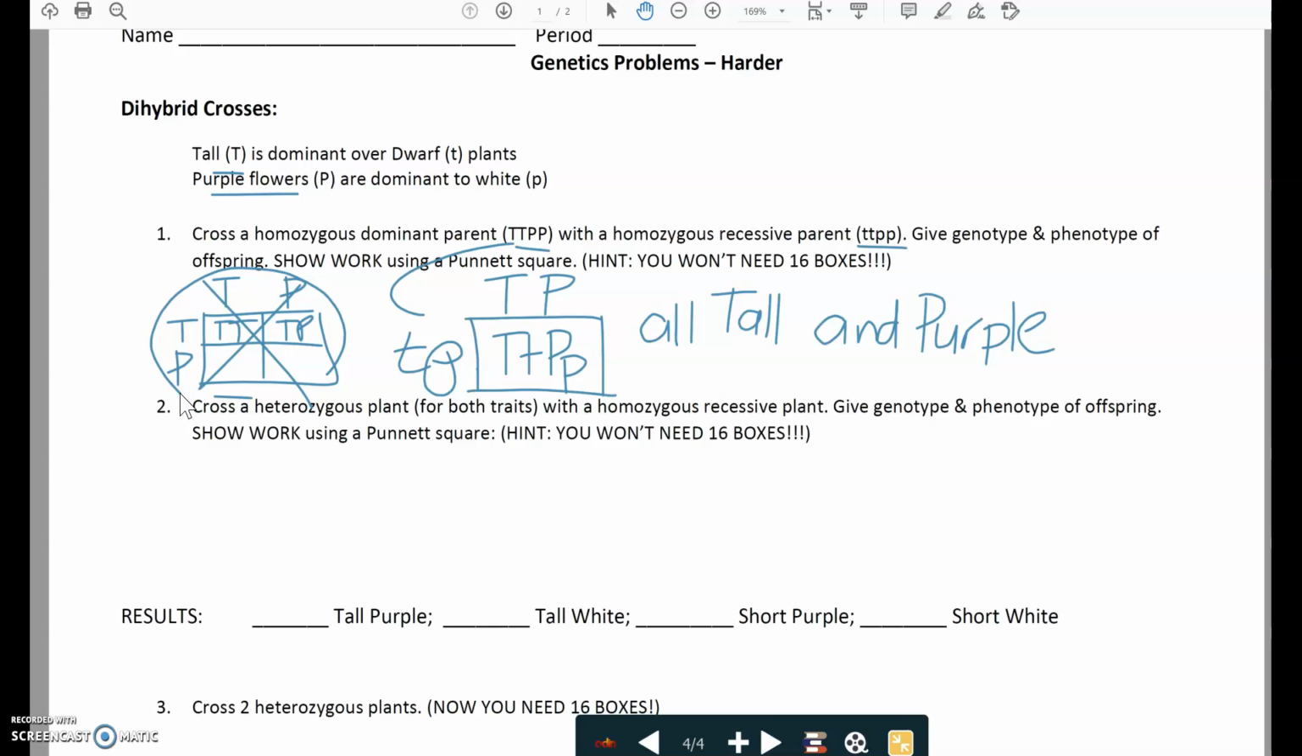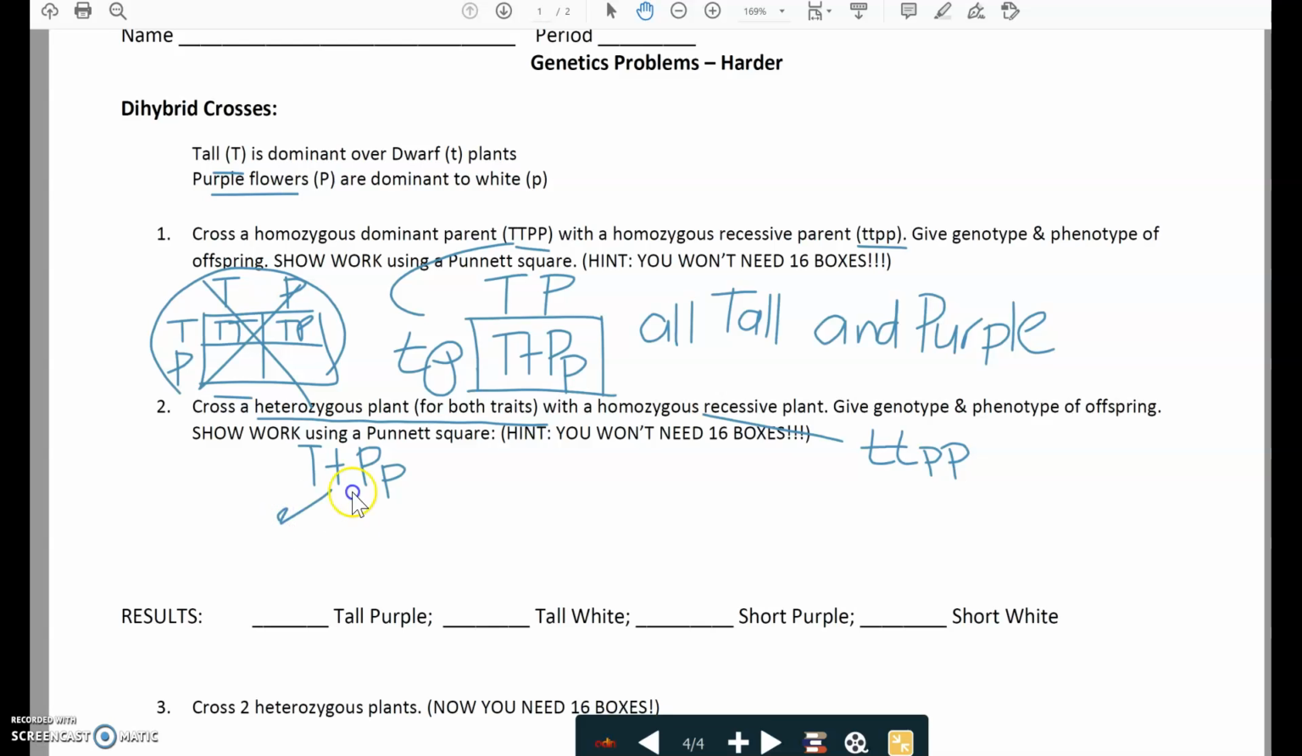All right, now our second one. We're crossing one that's heterozygous for both traits. So that means capital T, little t, capital P, little p, and we're crossing them with one that's homozygous recessive, so little t, little t, little p, little p. You have to be able to do that first. If you can't do that, you're not going to be able to solve these problems. So they want you to use a Punnett square, but I'll show you the product rule as well.